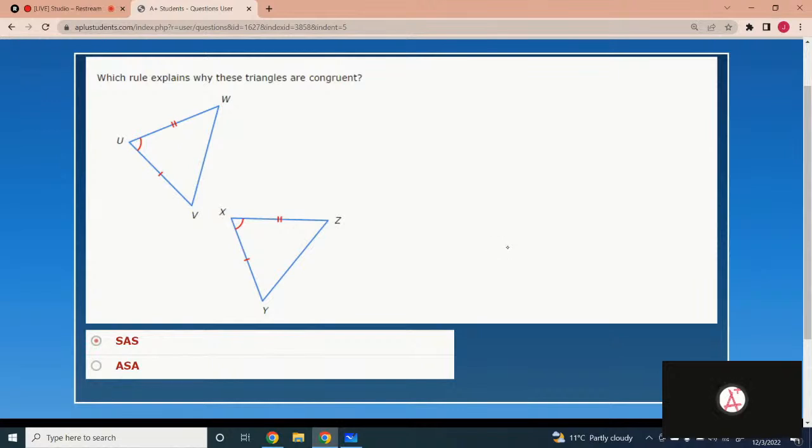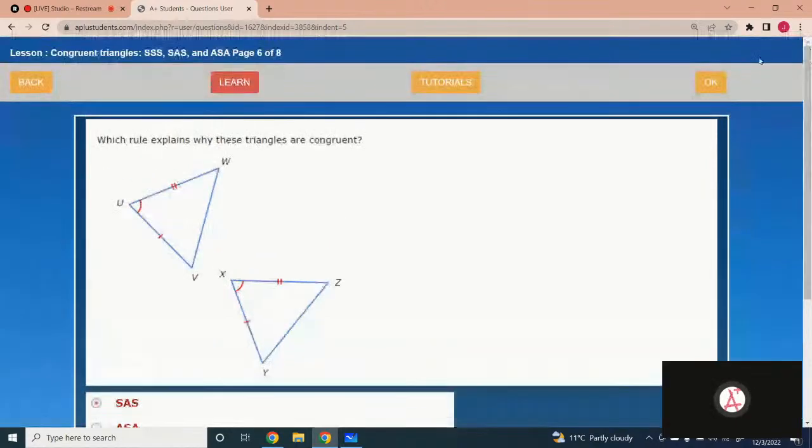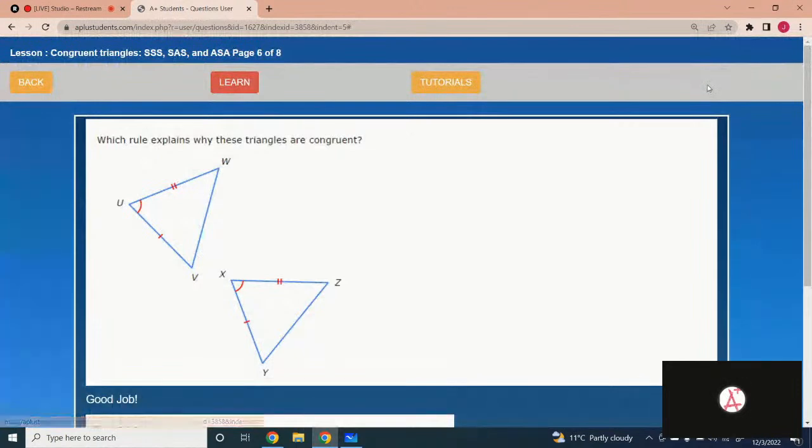Got it? Side, angle, side. The angle must be in between the two sides. Got it? It would be side angle side. So just select the correct option, then click on the OK button.